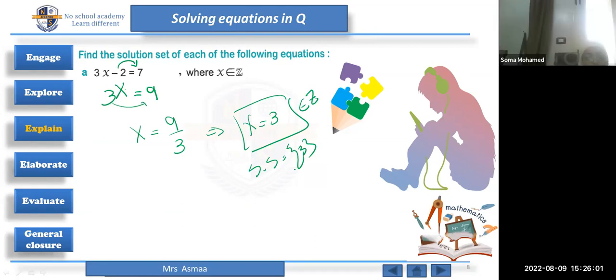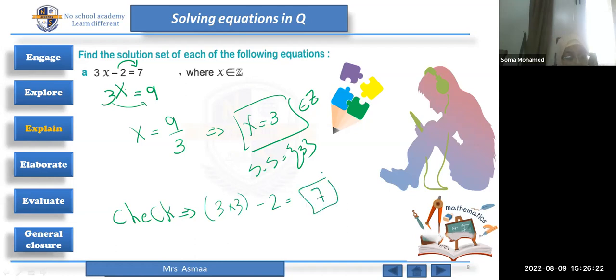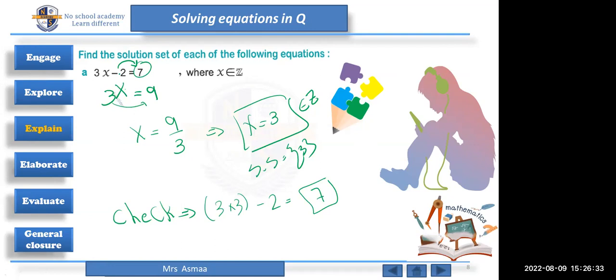Yes, super. If I want to check, guys, I will substitute, cancel x, and put the value of the solution set. So I will make 3 by 3 minus 2. 3 by 3 equals 9. 9 minus 2 equals 7. So my answer is correct. If I want to check my answer, I will cancel each x and put the value. If I get the answer, my answer is correct. Understood? Yes, super.